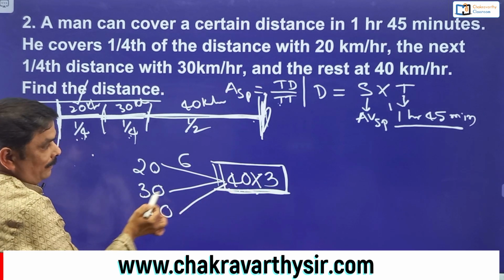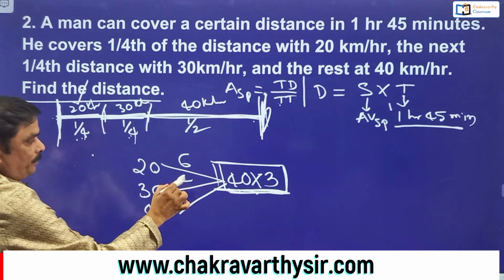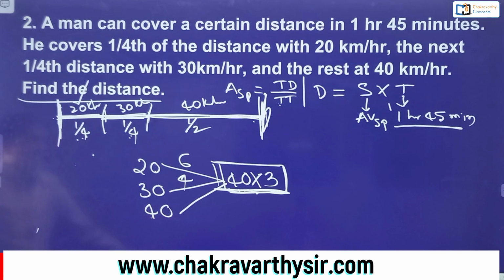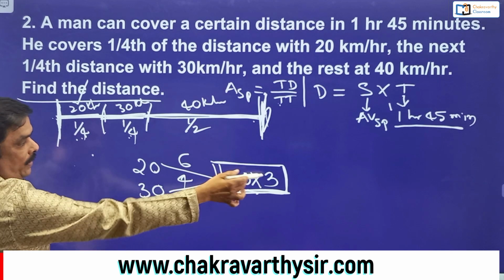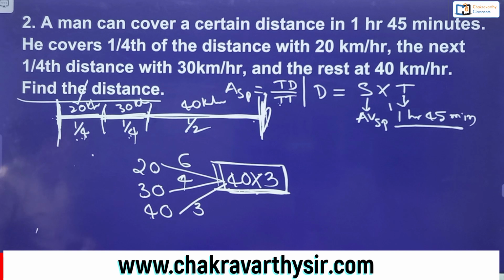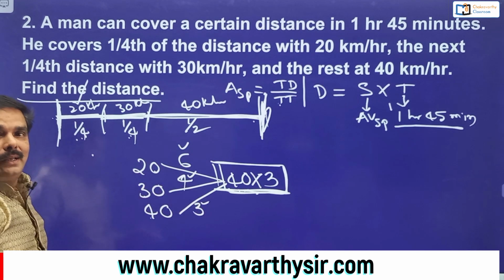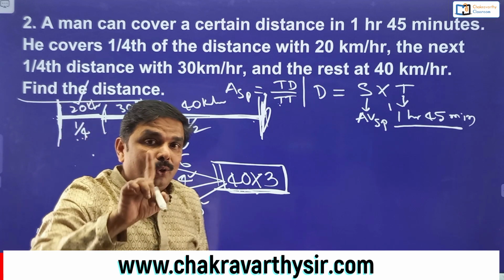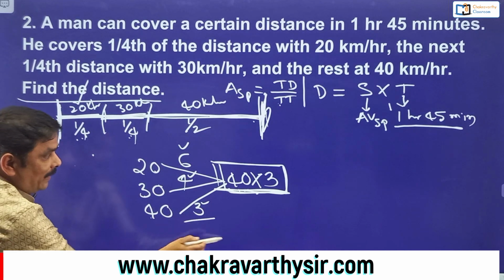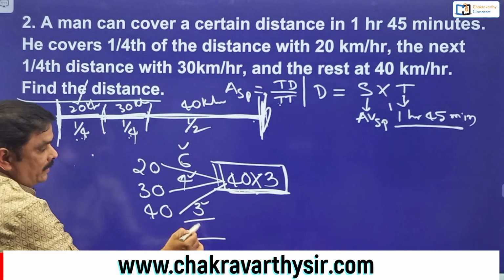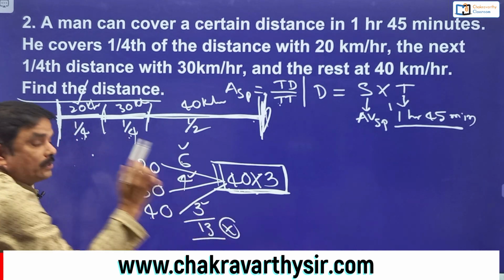40 into 3 by 30, that is 30 gone, it is 4. Next you say 40 into 3, 40 goes, it is 3. Now 6 hours, 4 hours and 3 hours. Here you should be a little careful. Don't say that the total time taken is 6 plus 4, 10 plus 3, 13. This is wrong.